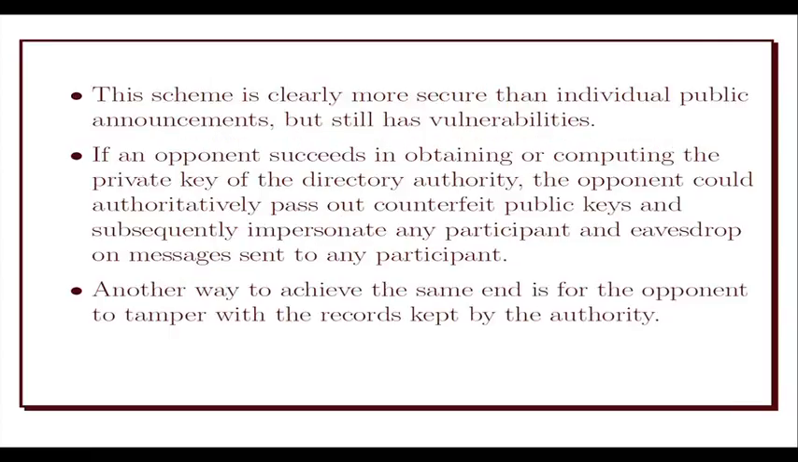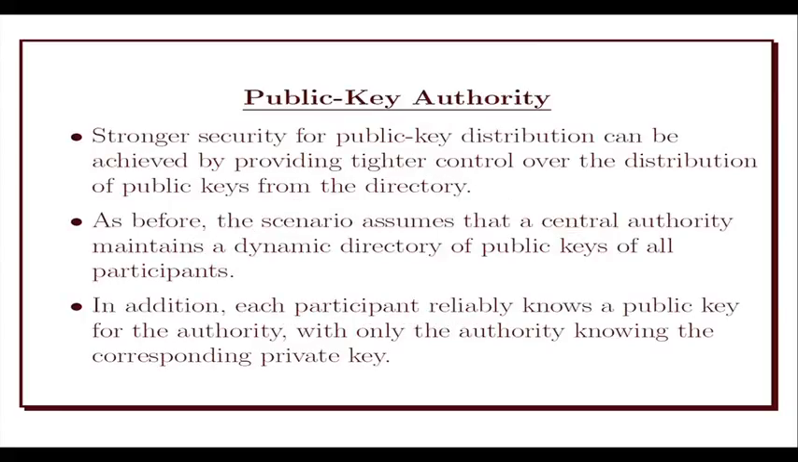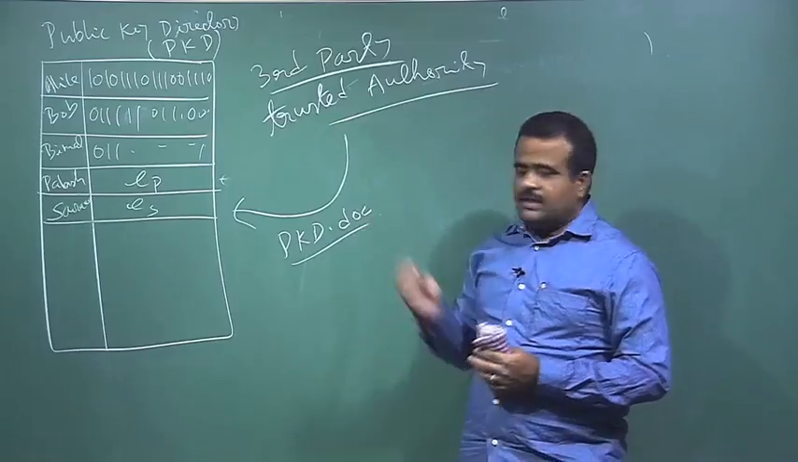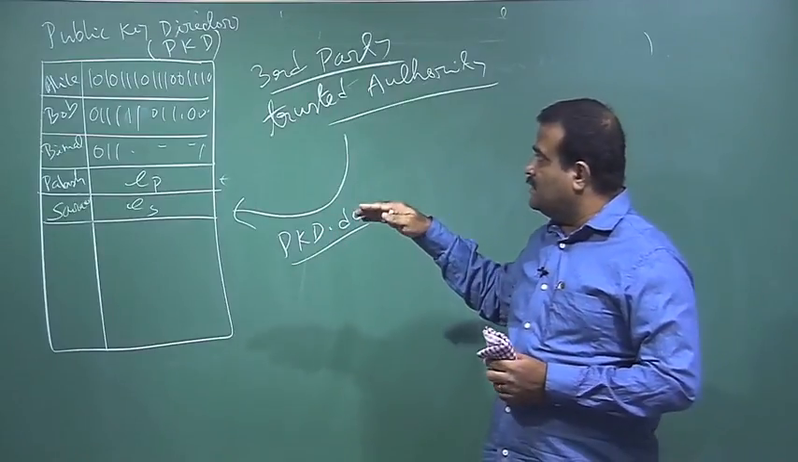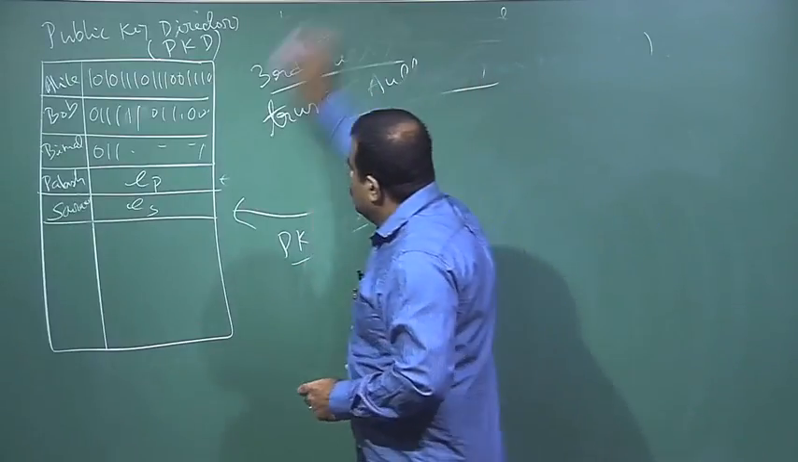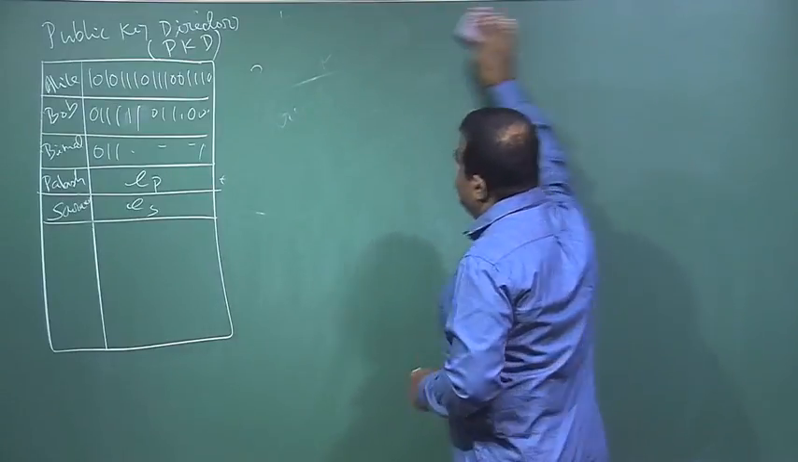This scheme is clearly more secure than the individual public announcement, but it still has a problem. In this scheme, we are hiring a public key authority which maintains the public key directory. So, we are basically trusting the authority, and the authority also has a bottleneck if it has to give the public key to all the asking senders. To avoid this, we introduce the concept of the certificate, the public key certificate.